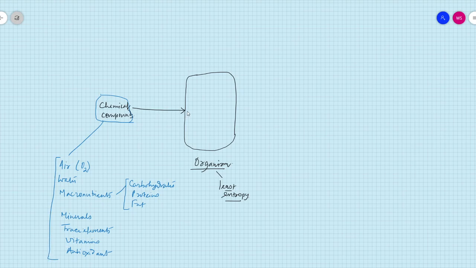And these chemical compounds are taken into the body, and they undergo reactions which are classified as catabolic reactions and anabolic reactions. So, what are catabolic reactions? Catabolic reactions are reactions which generate energy by breaking down the chemical compounds. And what are anabolic reactions? Anabolic reactions are reactions which build up.